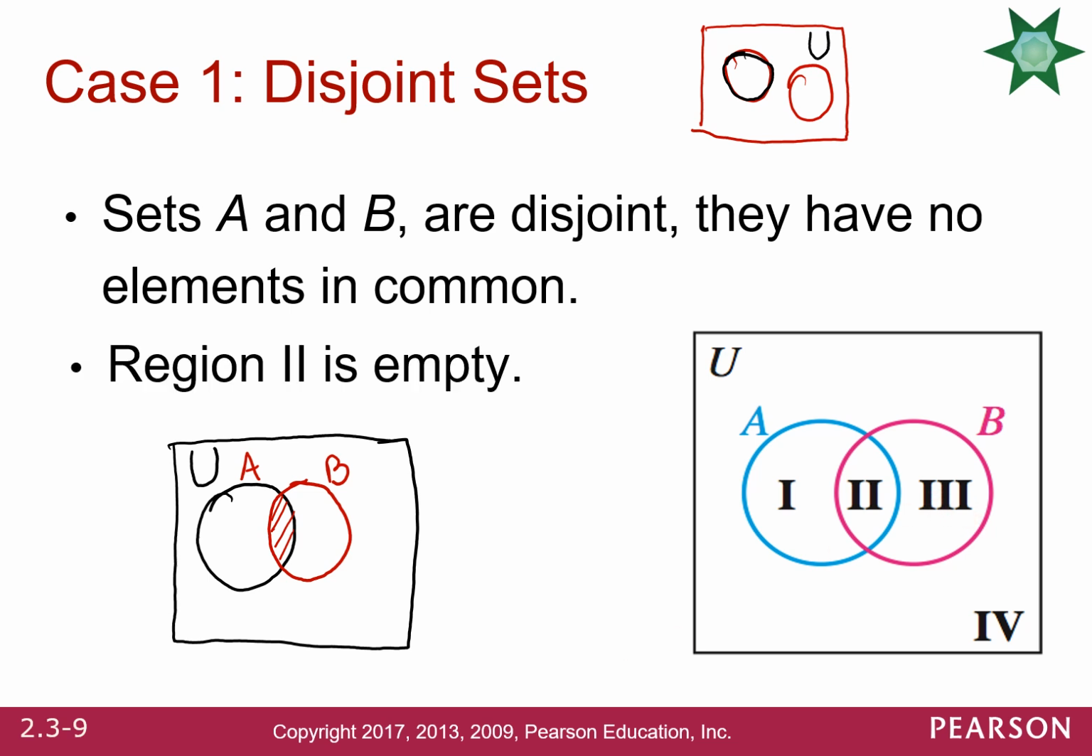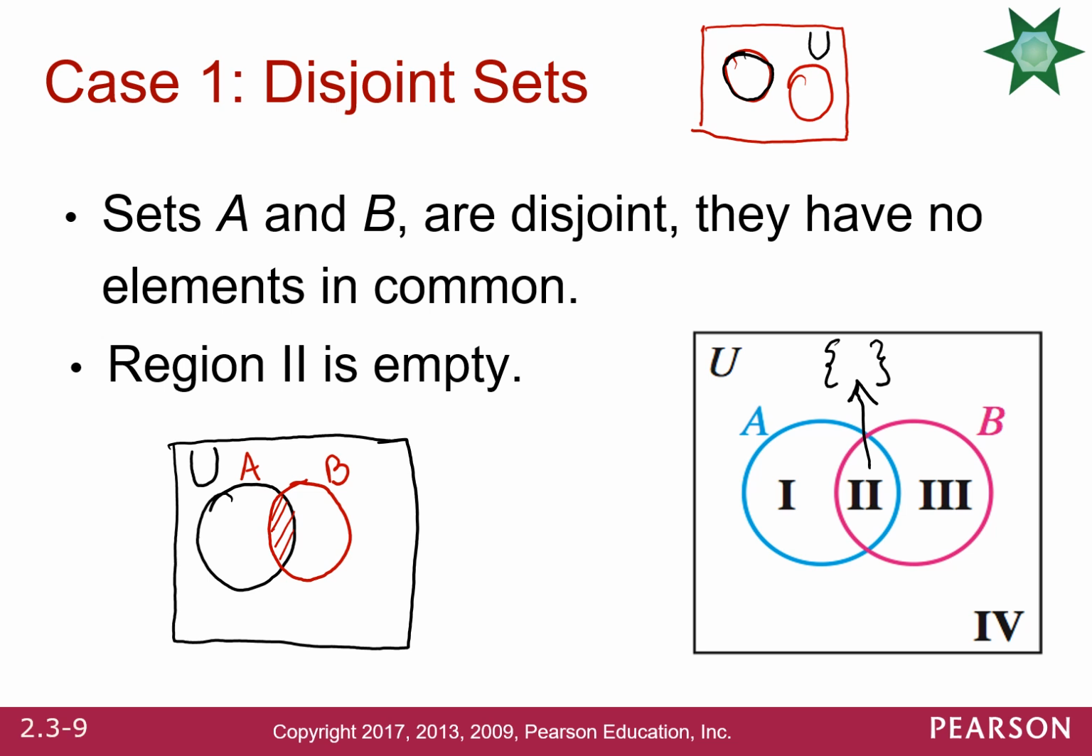So now what happens with disjoint sets is the region 2 is empty because there are no common elements between the two. So we have represented disjoint sets in this form, but we have to mention that this region 2 is an empty set. This part of the diagram will not contain any elements. It'll just be an empty set.